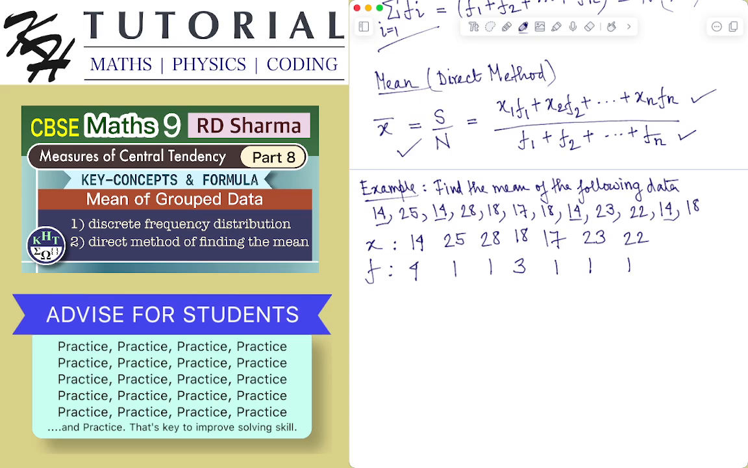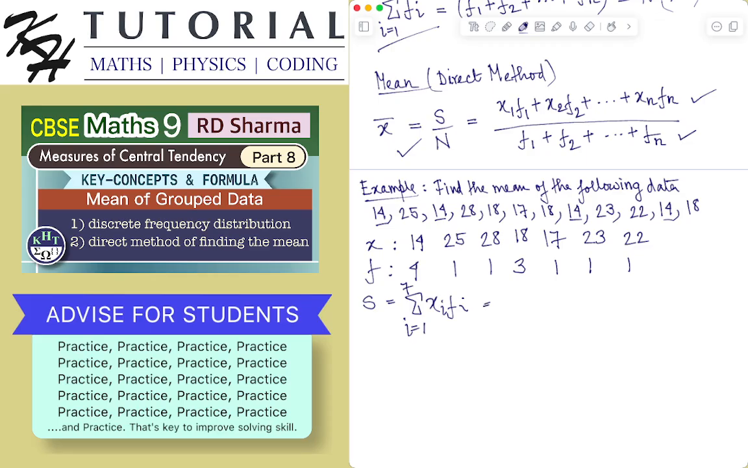Now I will find the mean. To find the mean, I need to find the sum of all the observations, which is summation of xi fi, where i is 1 to n. Now what is n in this problem? How many unique values do we have? 1, 2, 3, 4, 5, 6, 7. So we have 7 unique values. So the sum of the observations will be summation of xi fi, where i ranges from 1 to 7.